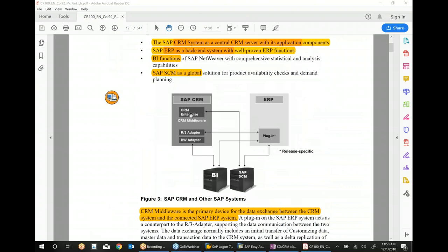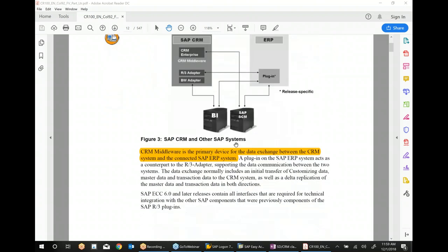So this CRM enterprise basically means CRM has only three functions: sales, service, and marketing. It has different adapters. These adapters allow you to integrate SAP with other systems, and you have an adapter for R3, for BW, for SCM, and for other things. So using those adapters, you can integrate SAP CRM to other applications as we expect. So we can do integration within SAP. That is the CRM middleware, and we have a topic on it, which we'll talk about.